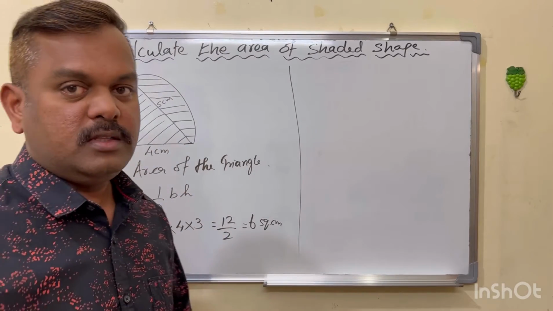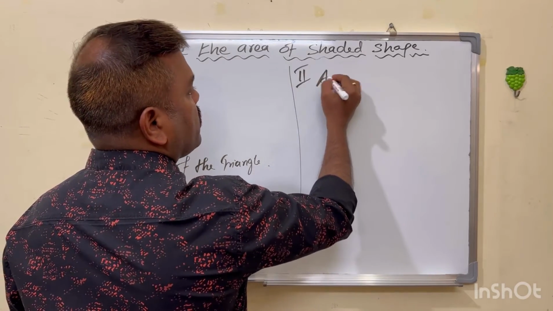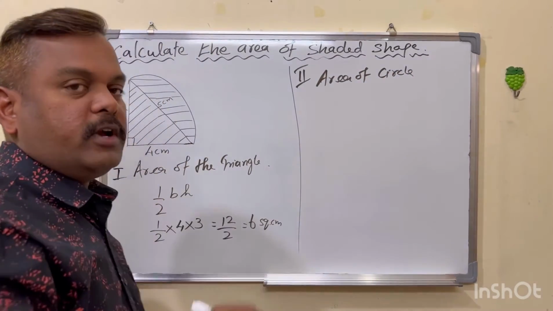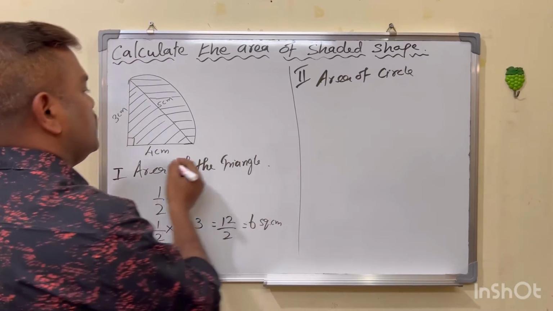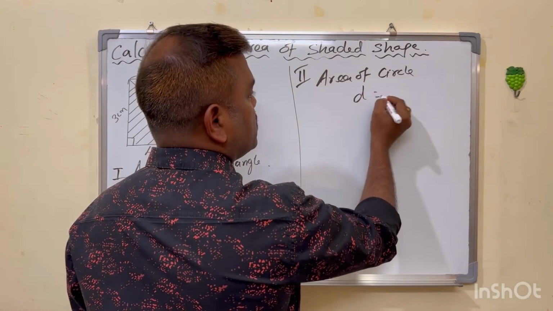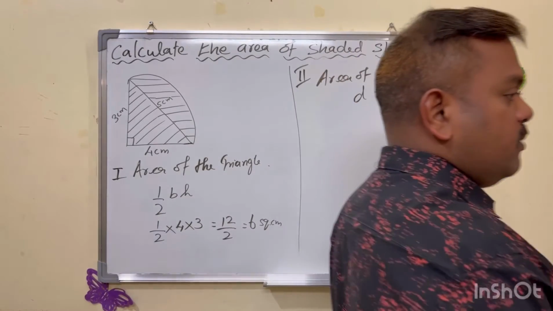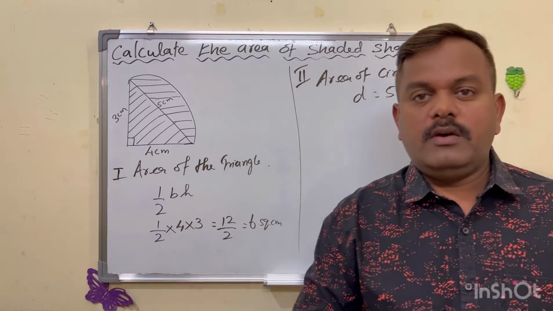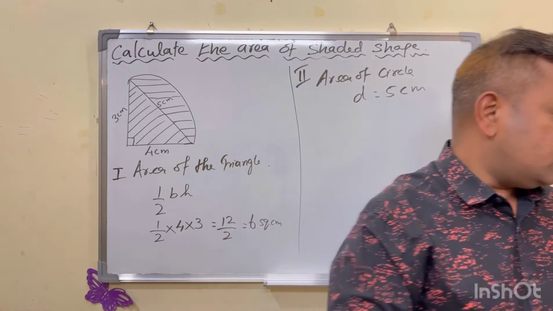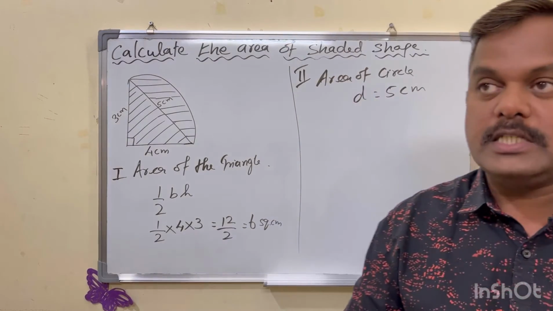Next, we have to find the area of the semicircle. Second step. We can find the area of the circle, then divide by 2 for the semicircle. What is the diameter of the circle? 5 centimeter. So diameter is equal to 5 centimeter. First we should know the formula for the area of the circle. If the radius is given, it is pi r square. If the diameter is given, it is pi into d square divided by 4.